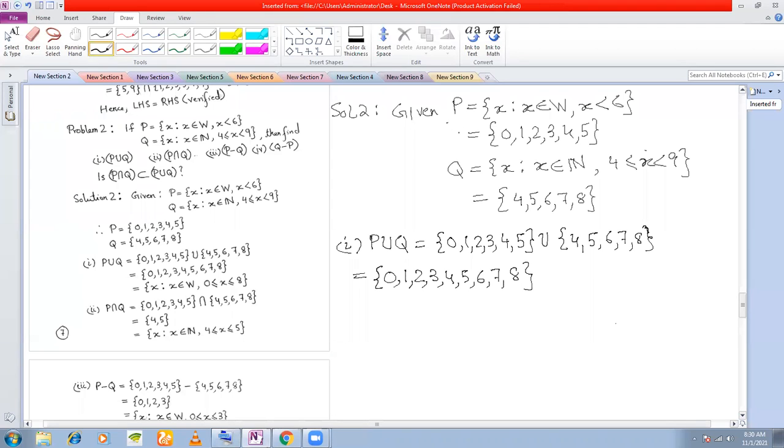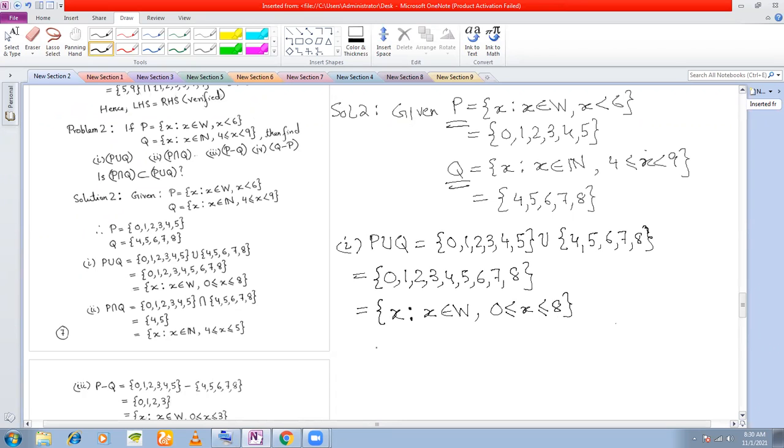Now, because P and Q are given in set builder form, you will also write this in set builder form. Because the given sets are in set builder form, the answer you give should be in set builder form. If the given sets are in tabular form, you can leave the answer in tabular form. But if the given sets are in set builder form, you better write them in set builder form. So how will I write this in set builder form? X such that, because it starts from 0, you can say x belongs to W, x is a whole number. And x lies between what values? 0 and 8.